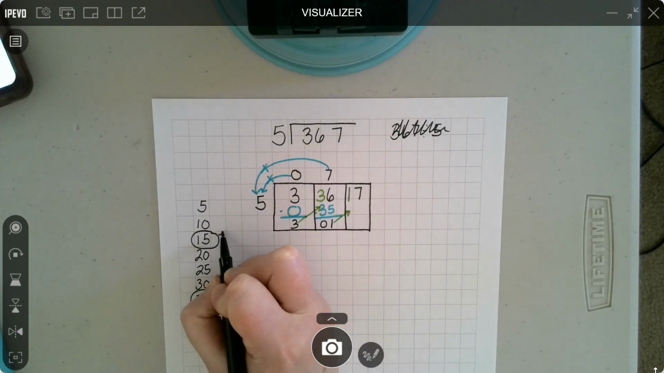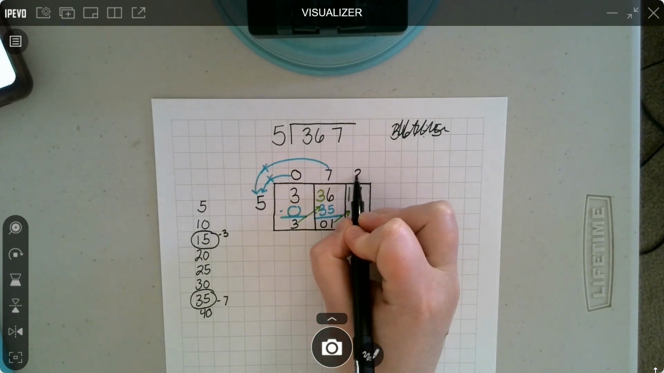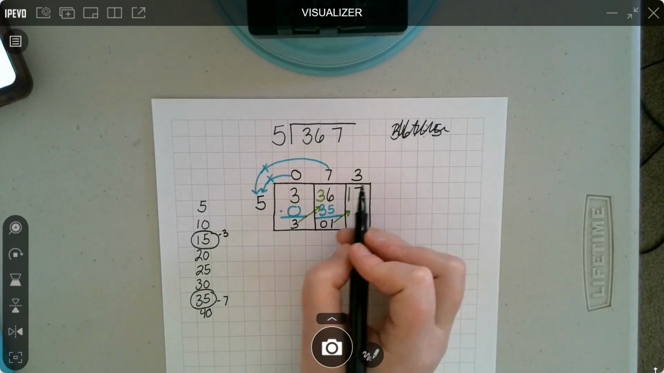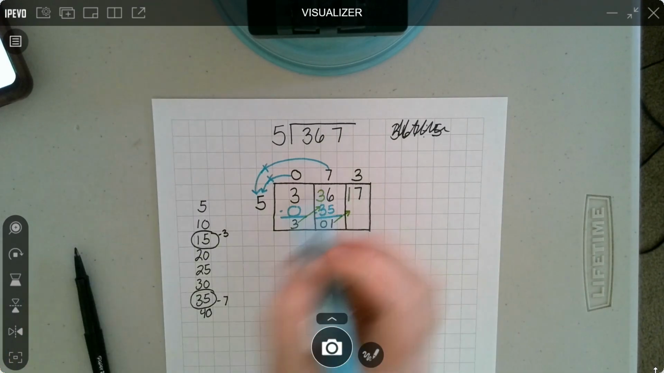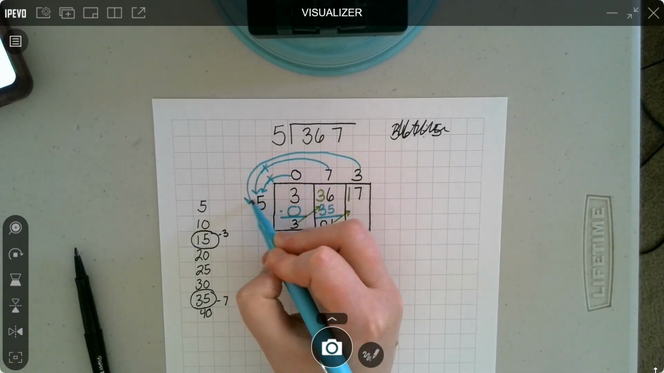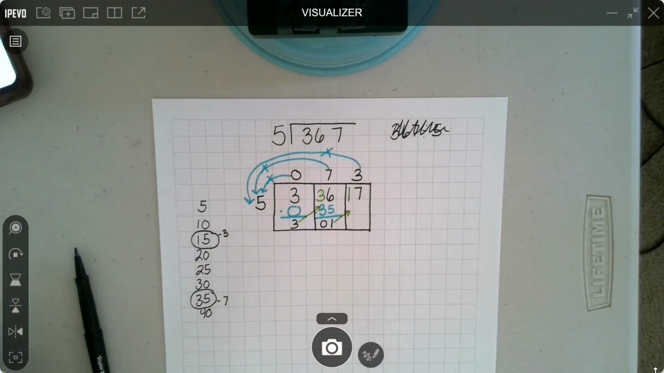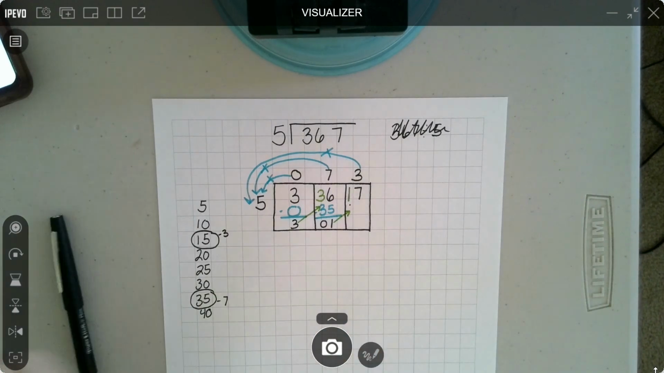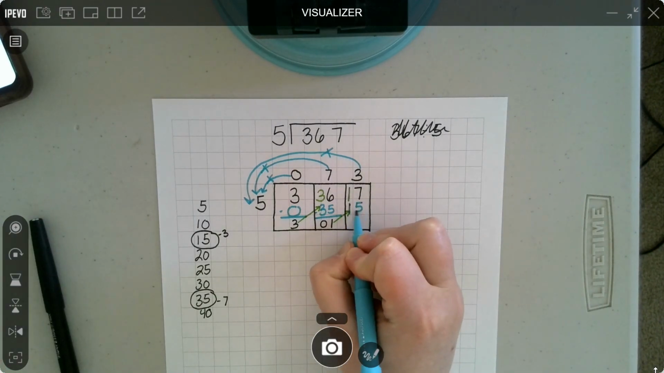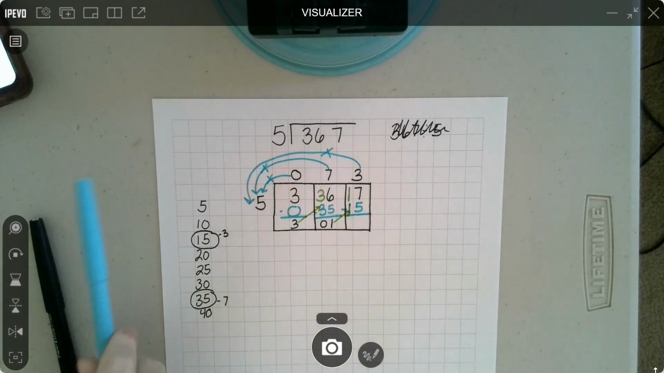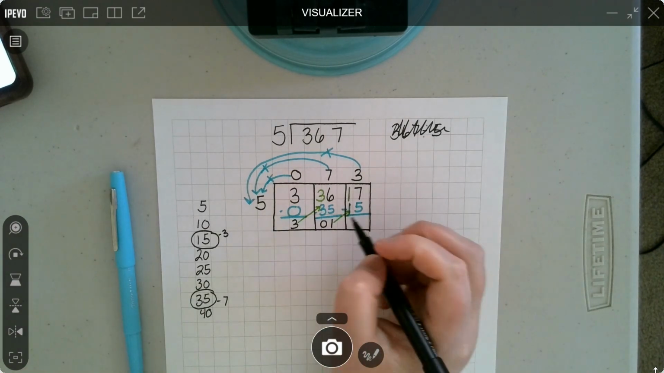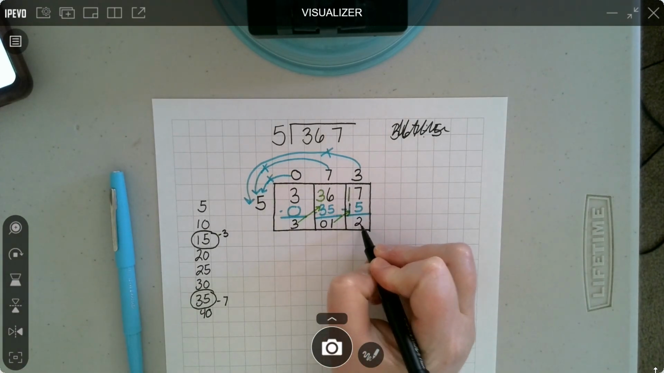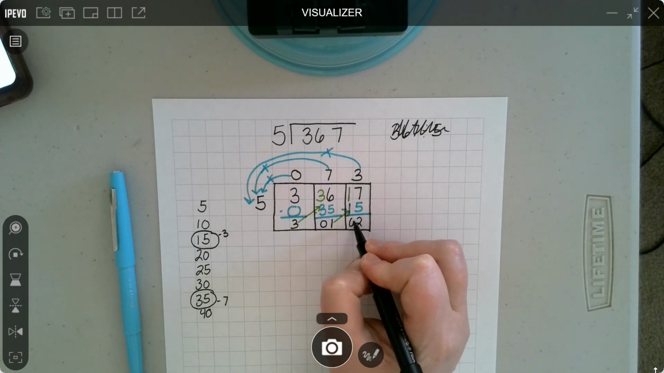So since this is the third multiple, I'm going to put the 3 on top of that box. 3 times 5 is 15. Sorry, not 17, it's 15. My goodness, Miss Lawton. 15. 17 minus 15 is 2. 1 minus 1 is 0.